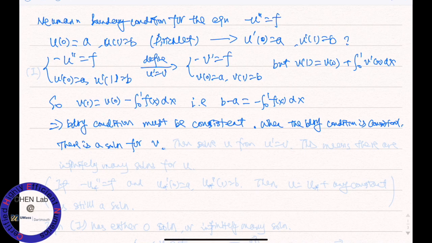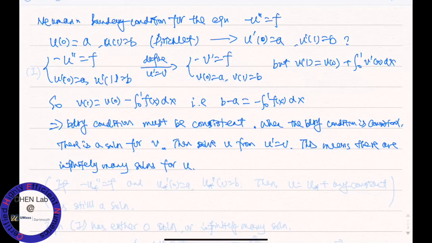Once you have v, you solve u from what we assumed, u prime equal to v, right? So what does that mean? This means that there are infinitely many solutions for u.